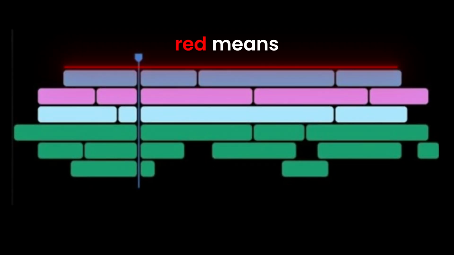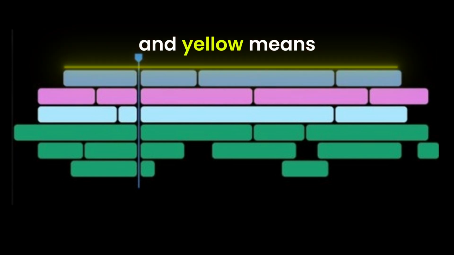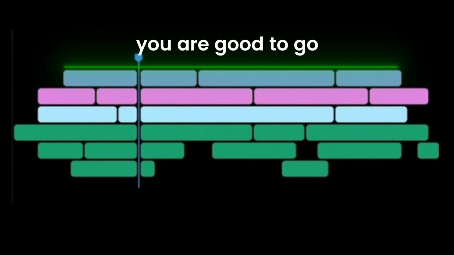So have you ever thought about what all these lines are for? Red, yellow, greens, like it's a traffic light in Premiere Pro. So basically it tells how well Premiere is gonna run. Red means so much lag and yellow means somewhat lag, and finally green means you are good to go.